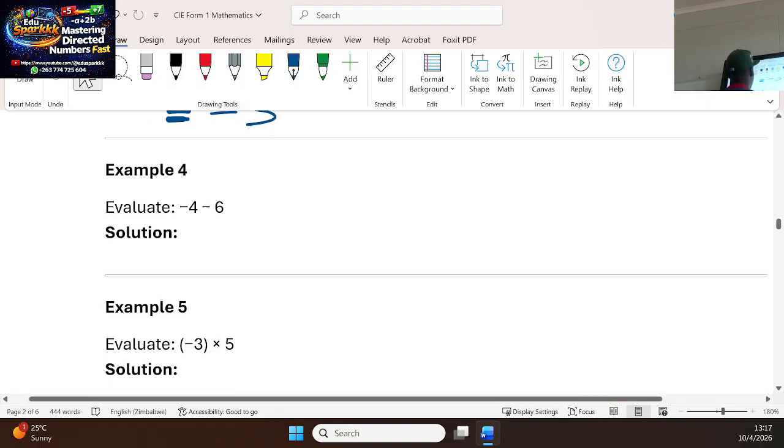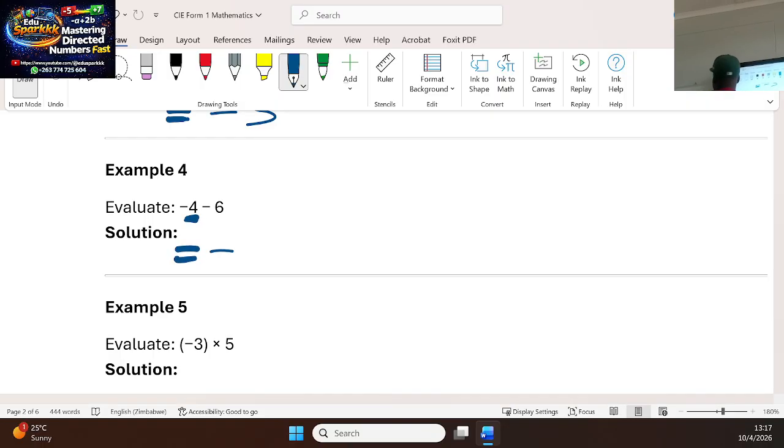Then moving on, we want to evaluate -4 - 6. So the signs are the same. So the sign will be maintained. Or in other words, from -4, we are moving 6 steps to the left. So that will be -10.